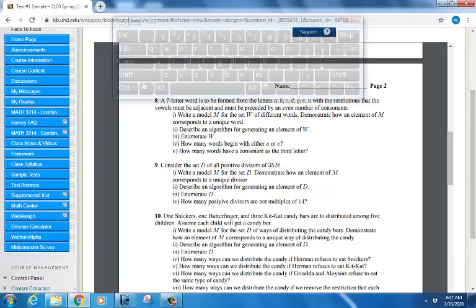Now, the second part of this says to show that your model is valid. Demonstrate how an element of your model corresponds to a word. Your model set is probably not going to be a set of words.